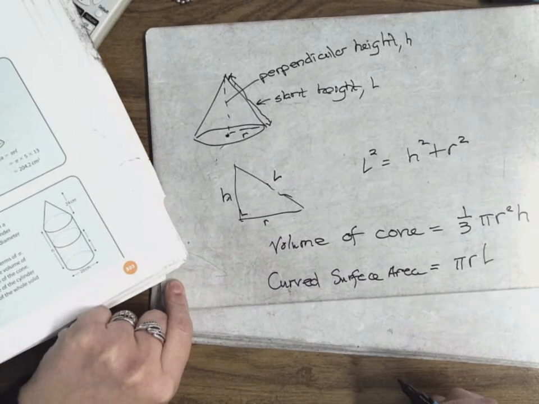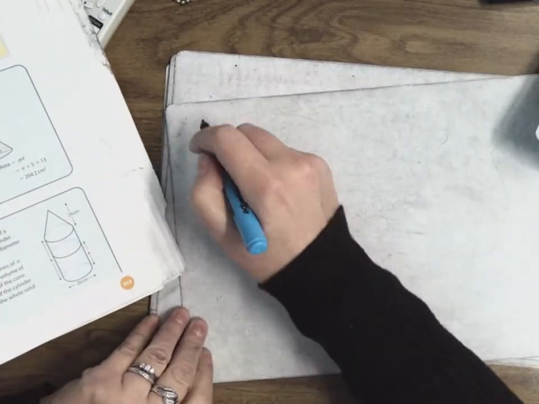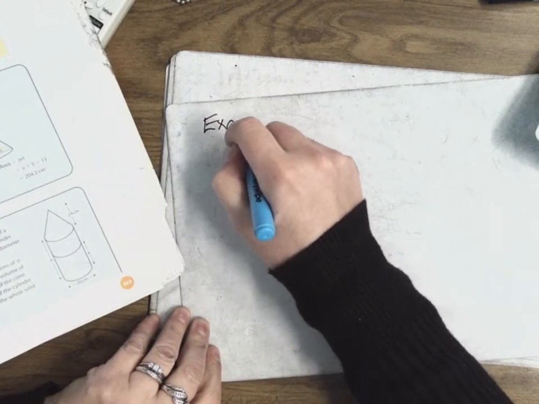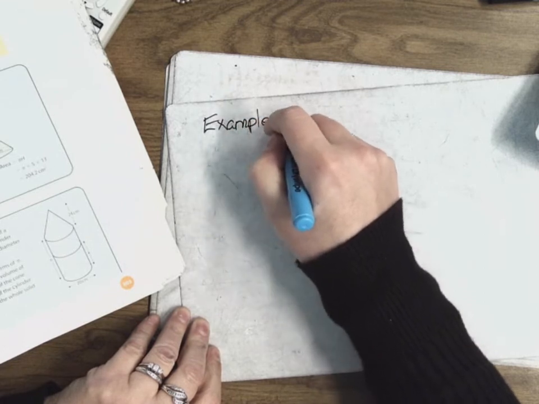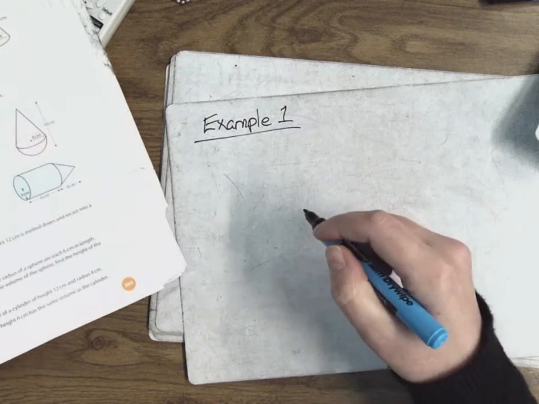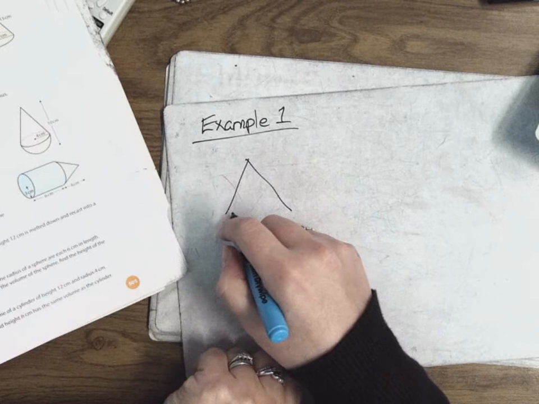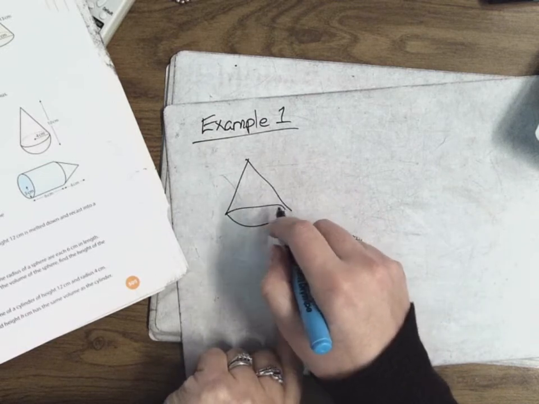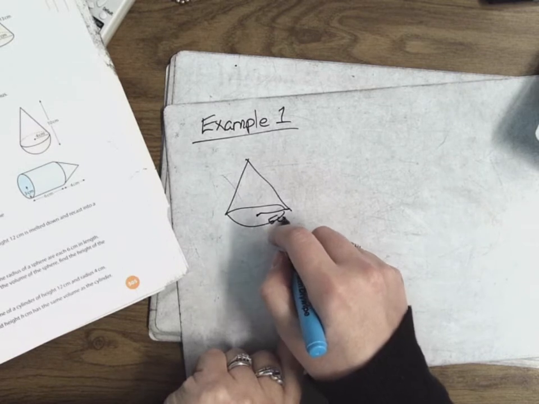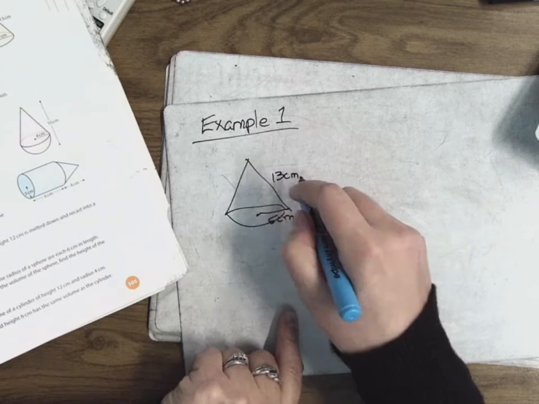Right, are we okay with that? Have you that written into your notes? Right, okay, so what I'm going to do is an example, question 3 from last night. So example 1. Okay, here's a cone. Right, okay, so the radius is 5 centimeters. Now they give me the slant height is 13 centimeters, right?